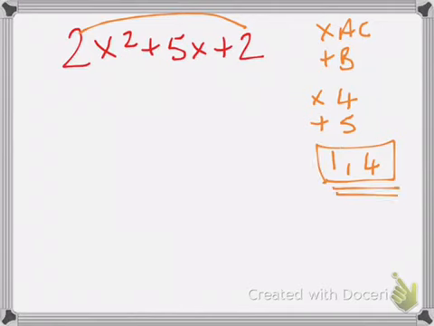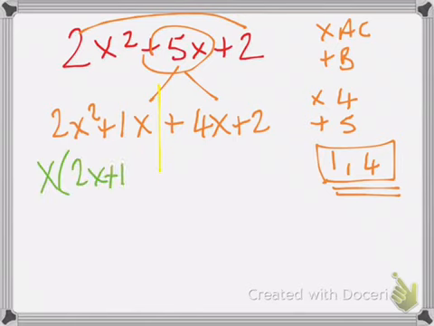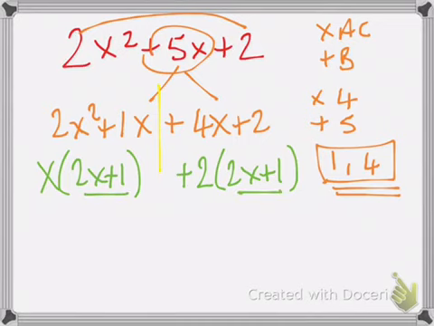We take these two numbers and we split this middle term into 1x and 4x. Don't forget the x. And then we just put in the start, 2x squared, and the 2. So all we've done is taken the 5x and split it into plus 1x plus 4x. This allows us to do something really neat. We split down the middle and then we factorise both sides. So factorising this side, all we can take out is the x as the common term, 2x plus 1. And then this side we can take out a 2 as the common term, 2x plus 1. You'll know you're right because the brackets will be the same.